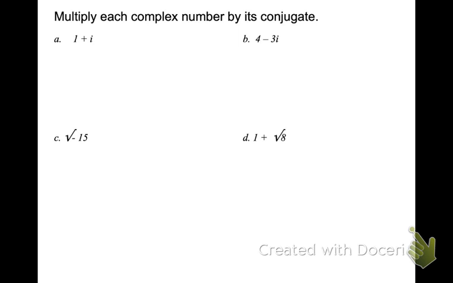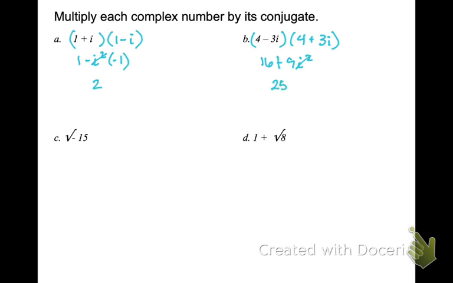Okay, what is the conjugate of 1 plus i? 1 minus i. So my answer would be 1 minus i squared. So 0? No, 2, because i squared is negative 1. So it would be 2. Right? Okay, what's the conjugate of 4 minus 3i? 4 plus 3i. So 16 minus 9i squared. So that's going to make this a plus, and it's going to be 25.